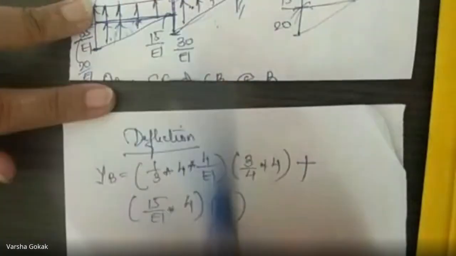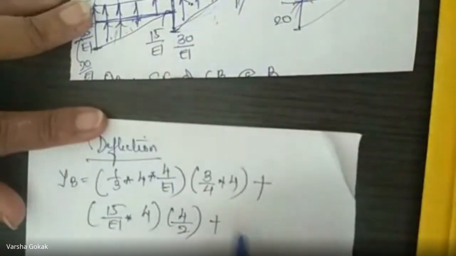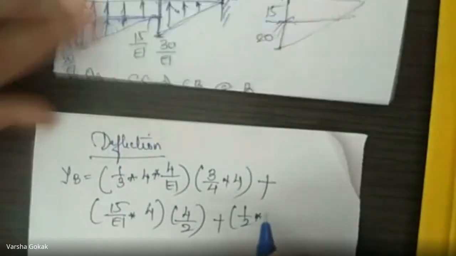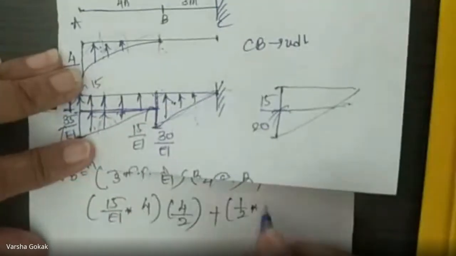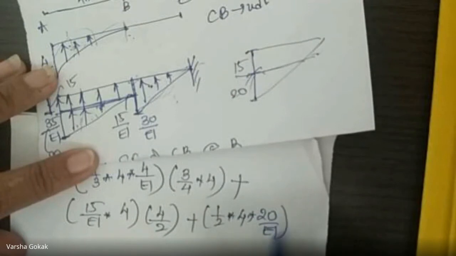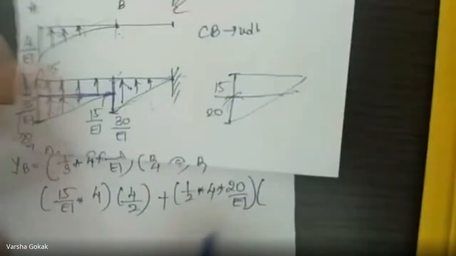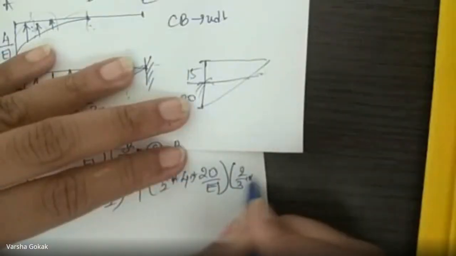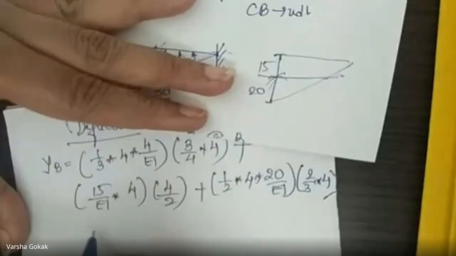Correct? Half of that. Next, I want the triangle. Half base is 4, height is 20 by EI into CG, 2/3 of 4. 2/3 of 4. Okay, get me this value.